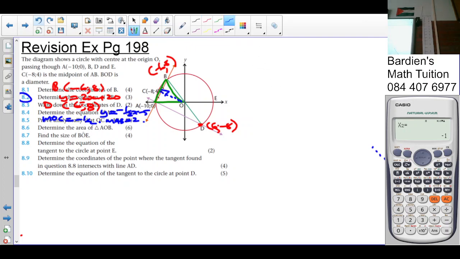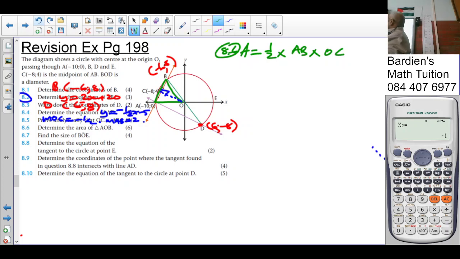Okay. So how do we calculate the area of a triangle? Base times height. So the area, 8.6, is going to be of base, and my base here is AB, times the perpendicular height, which is OC. Can you see that, people? That is the reason why they asked you to prove that it was 90 degrees. Because to work out the area of a triangle is half base times perpendicular height. So it's going to be a half. Now to work out AB, distance formula.